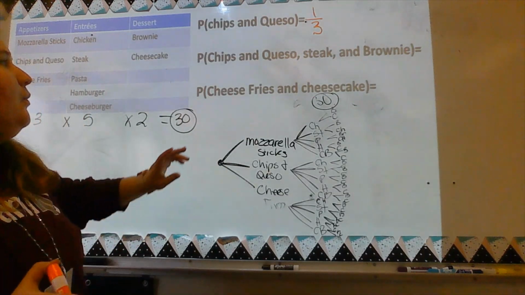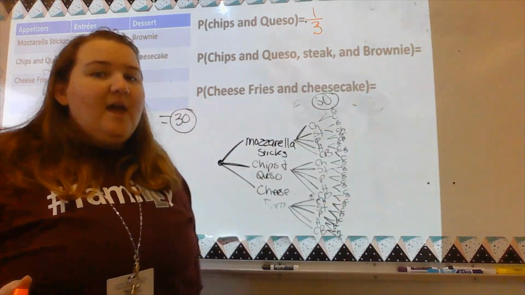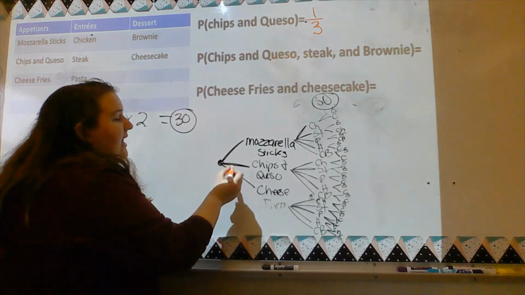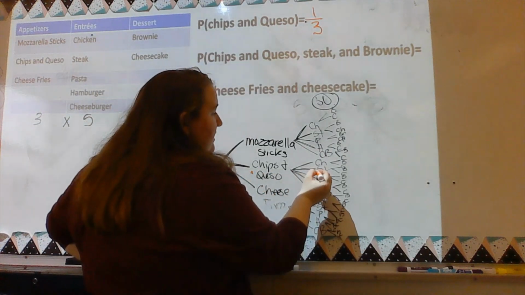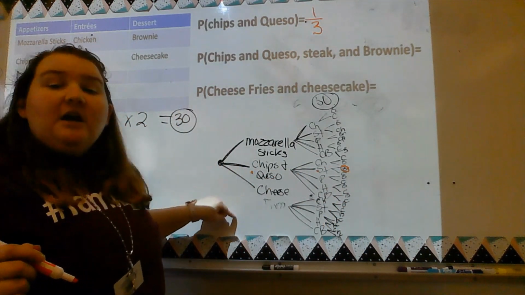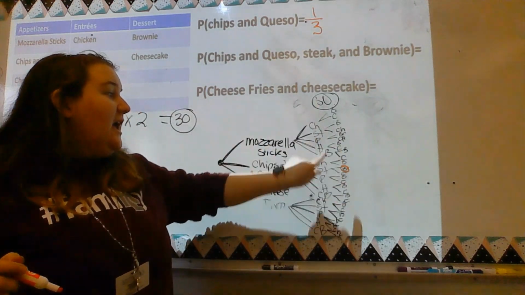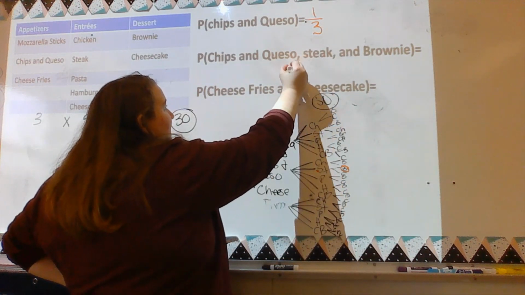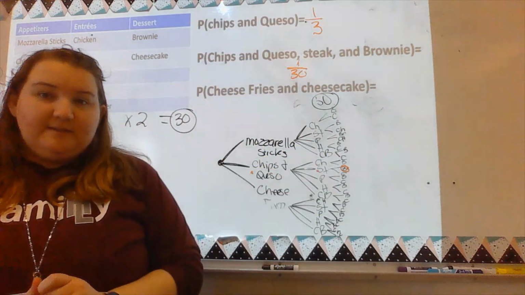Okay? Now, what about this one right here? Chips and queso, steak, and a brownie. Okay? So what I do is I follow my tree. I start at my trunk, and I go to chips and queso. Then I go to steak, and then I go to a brownie. Okay? You cannot get to that any other way. So, for example, if I went to chips and queso, steak, brownie, I circled one item out of how many? 30. So for me to choose those 3 items, there is a 1 in 30 chance.